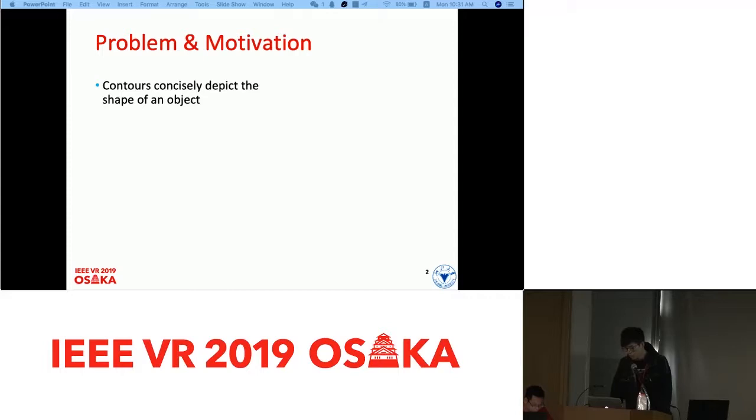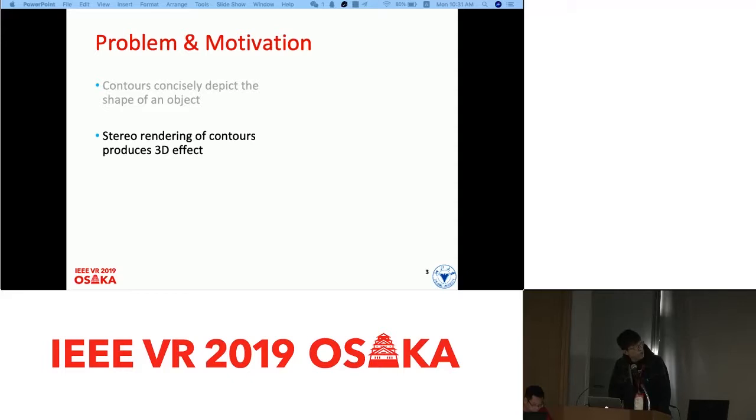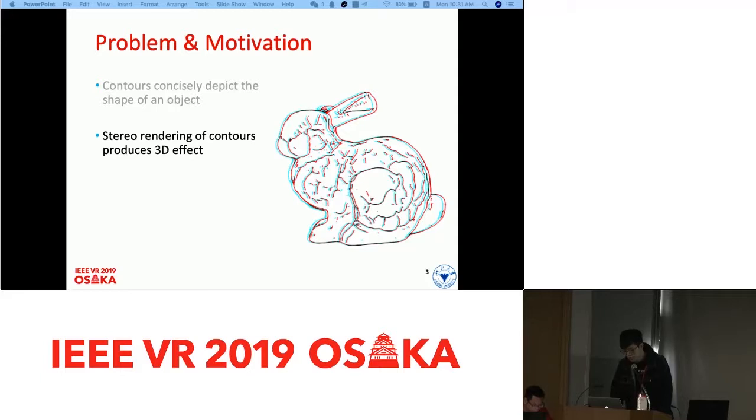Contour rendering is a concise method to depict the shape of an object. This is a figure of contours rendered from a bounding model. With the rapid development of VR, the extension of contour rendering to stereo rendering arises as an interesting topic. This figure is an example of stereo rendering of contours. The blue lines are contours observed from the left eye, and red lines are contours observed from the right eye. Obviously, contours in 3D will provide more information about the shape of the object.